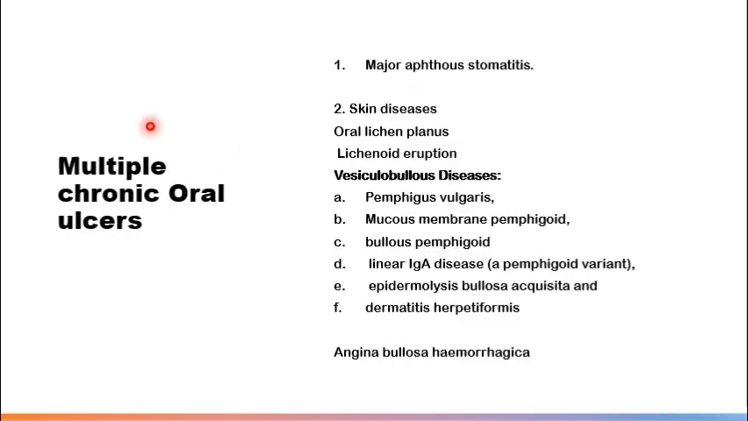We move now to multiple chronic oral ulcers, starting with the very common major aphthous stomatitis, and then the group of skin conditions. The common one of them is oral lichen planus and the lichenoid eruption as a hypersensitivity to certain agents and medications, followed by the blistering dermatoses: pemphigus vulgaris, mucous membrane pemphigoid, bullous pemphigoid, and linear IgA disease, and finally angina bullosa haemorrhagica.